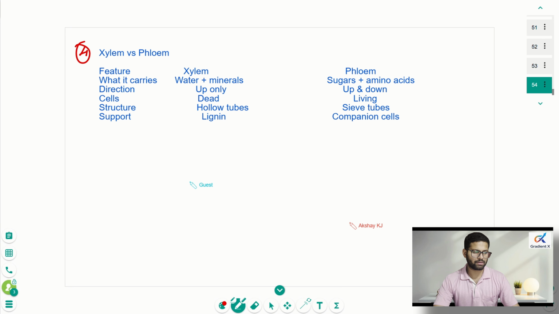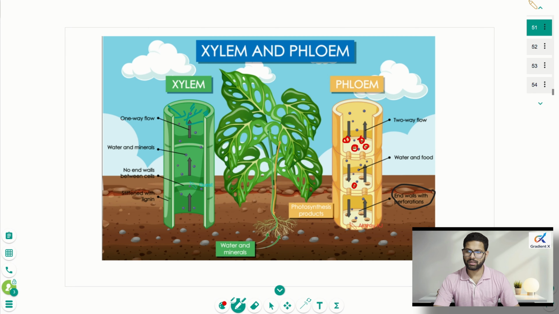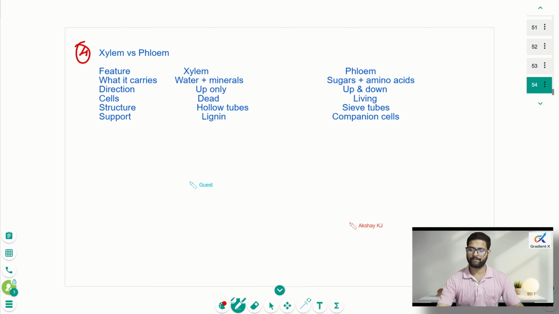What do sieve tubes mean? I've shown you in the diagram, right? These tubes, you can see it over here, right? In case of the phloem, which has holes, this entire tube. Xylem has what? Xylem doesn't have those tubes because of the water; there is nothing in between xylem because it only has one job, that is to transport water and the dissolved minerals. Okay, got it?